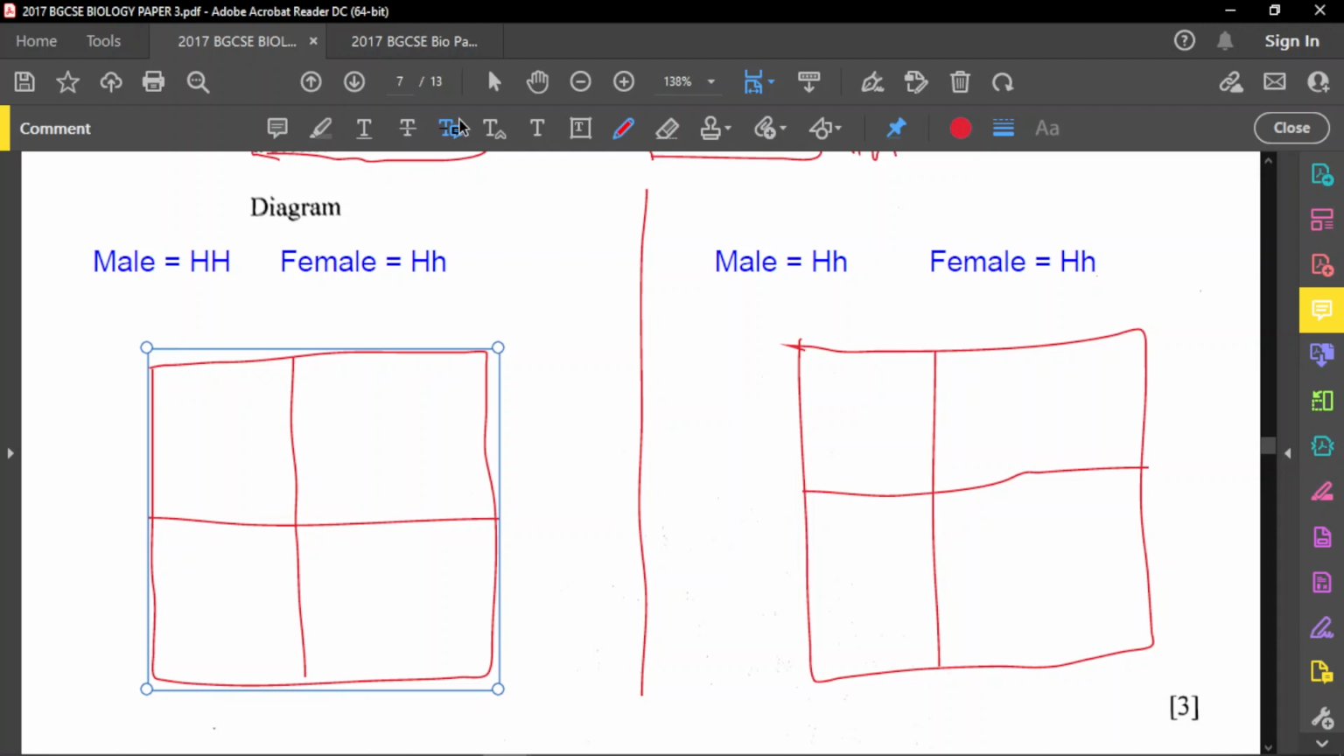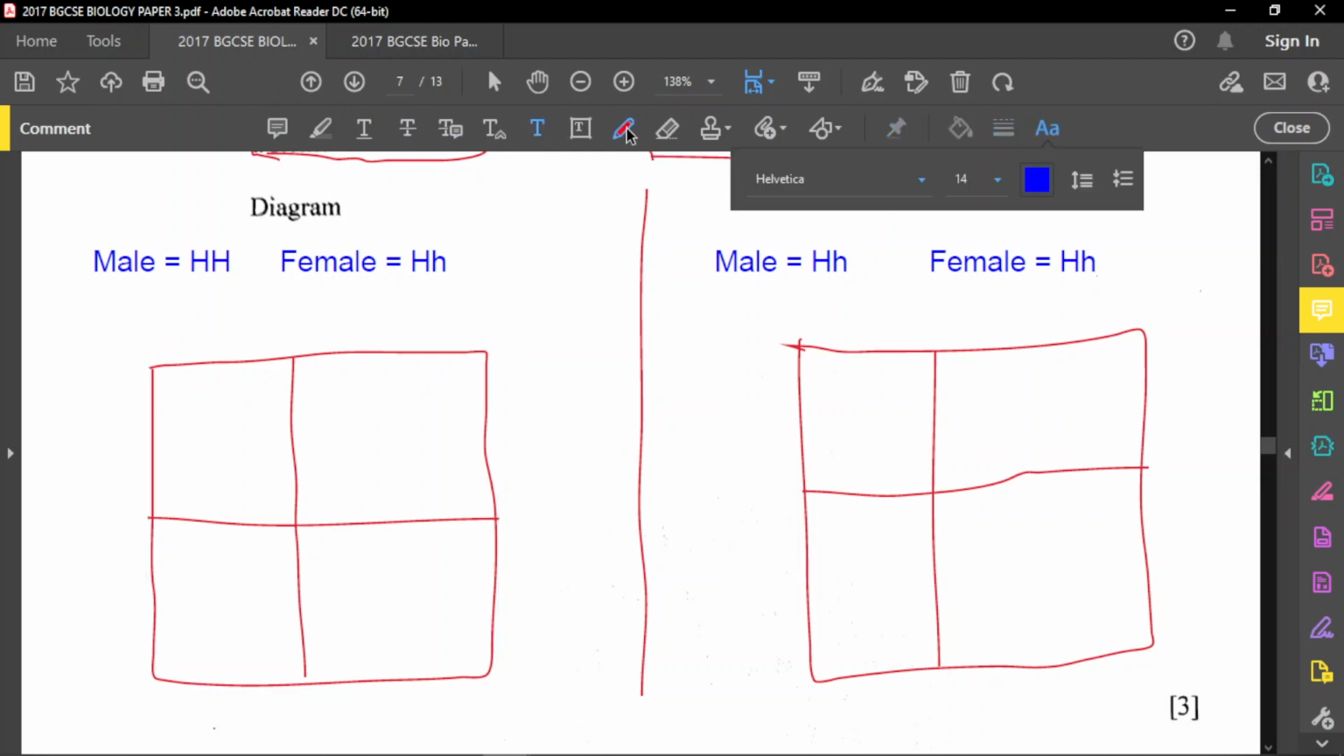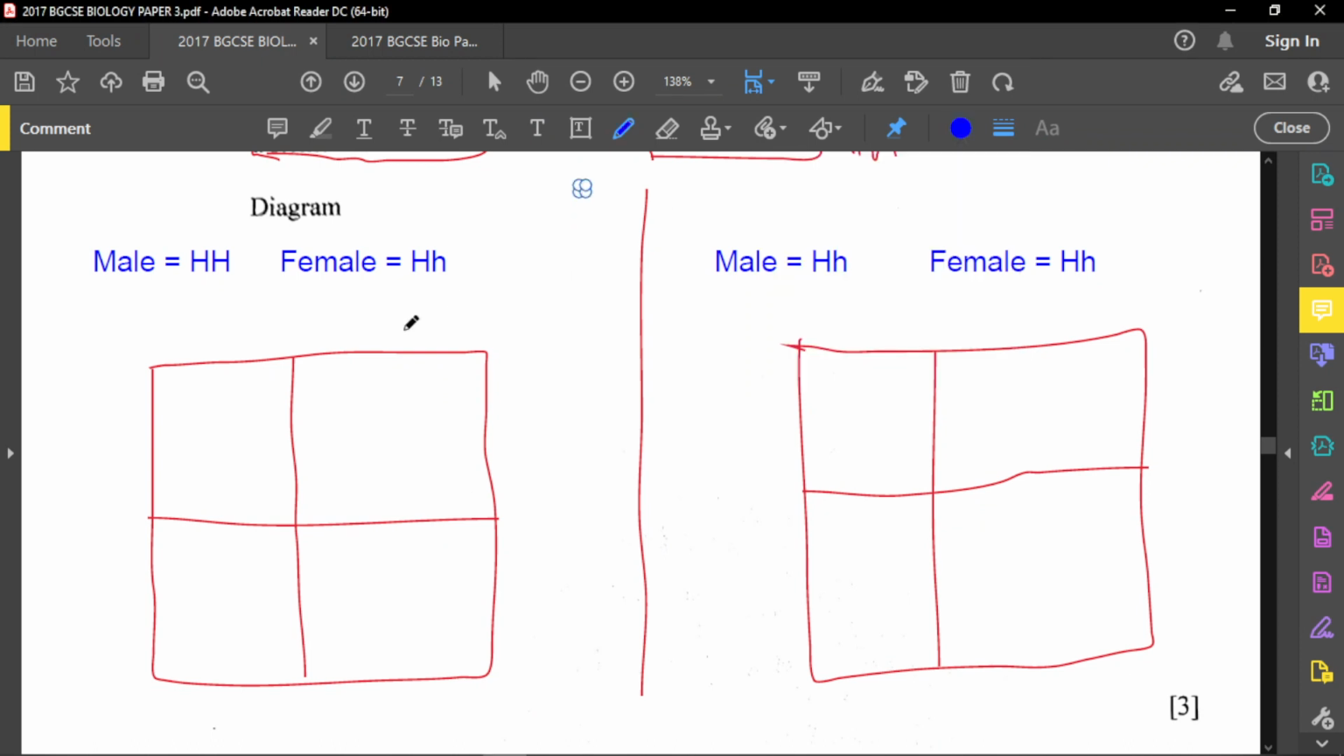So let's put on our characteristics now. Let's put this in blue. All right, so let's put that on.